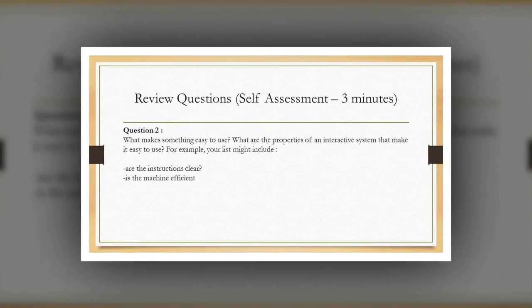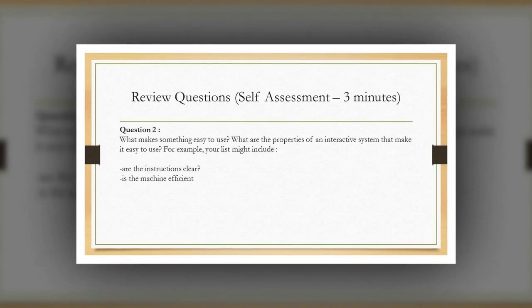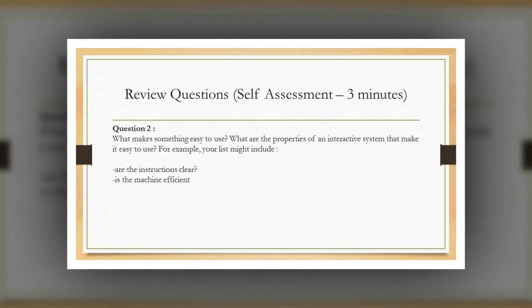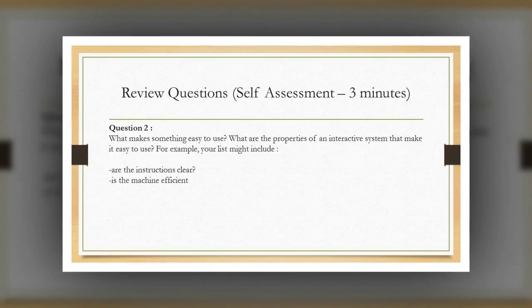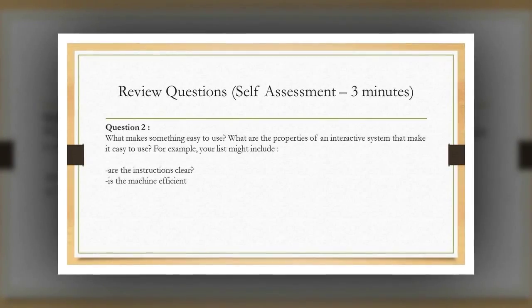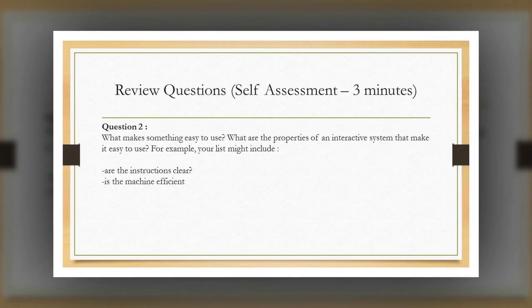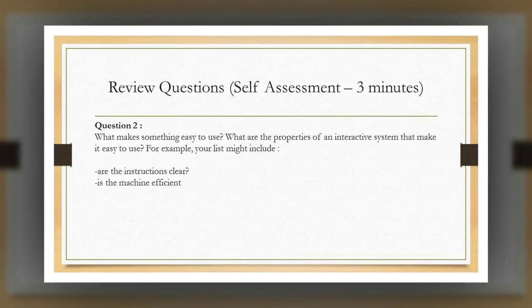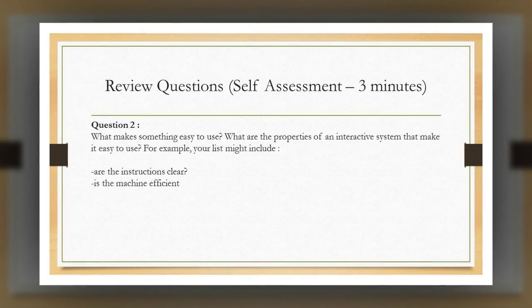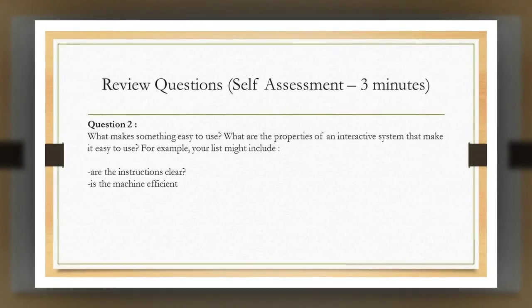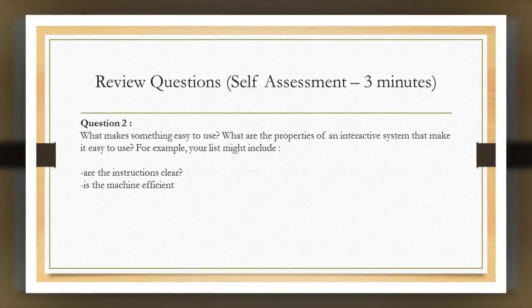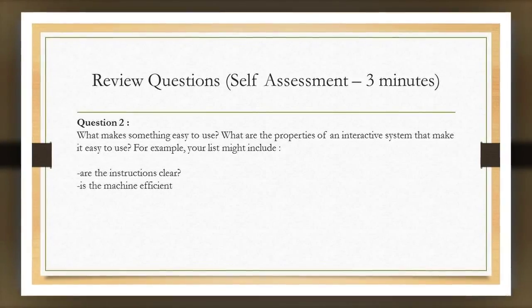Review questions. Self-assessment. 3 minutes. Question 2. What makes something easy to use? What are the properties of an interactive system that make it easy to use? For example, your list might include: are the instructions clear? Is the machine efficient?